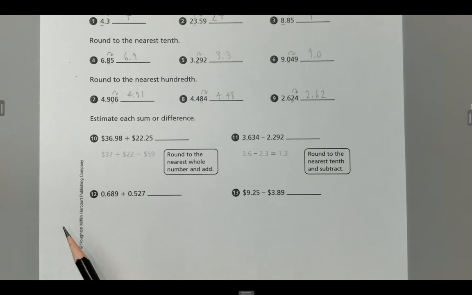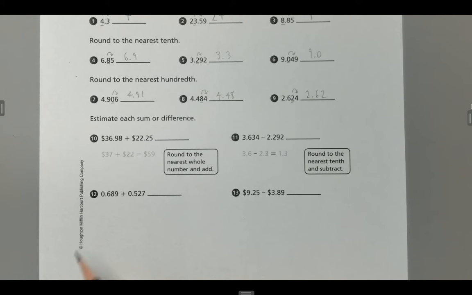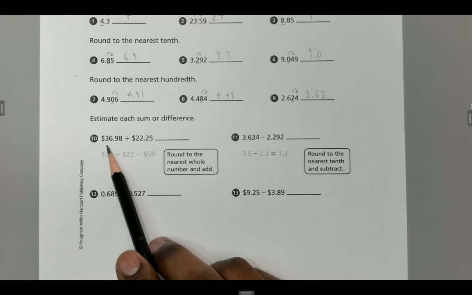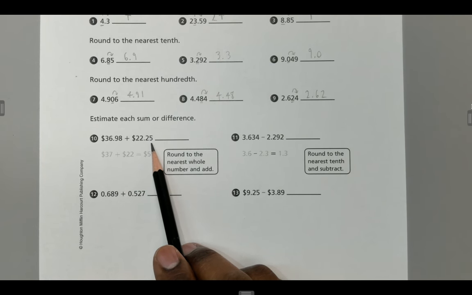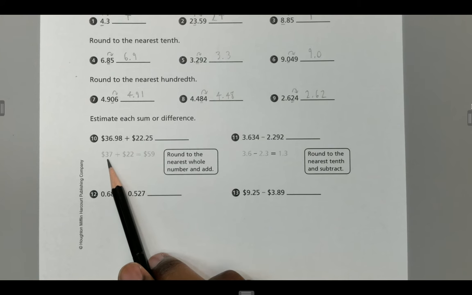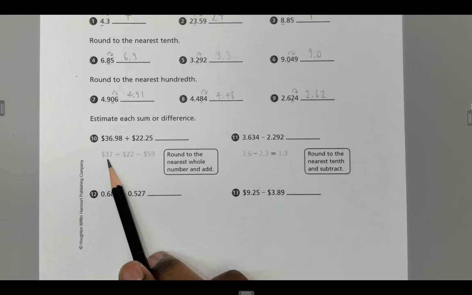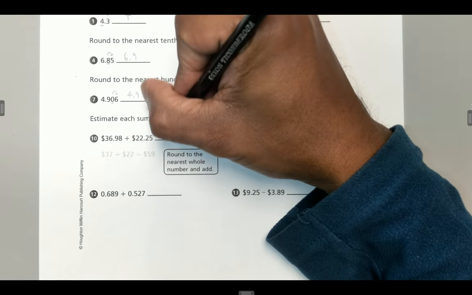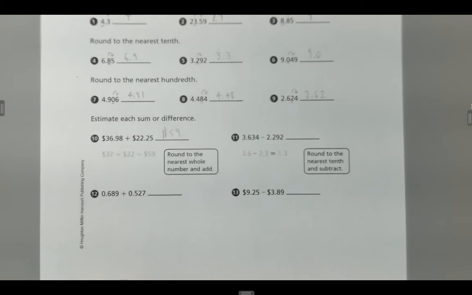Now, we're being asked to estimate each sum or difference. In this first example, it's a money example, $36.98 plus $22.25. We can round this up to $37. We can round this down to $22 and then add them together. 37 and 22 gives us an estimate of $59.